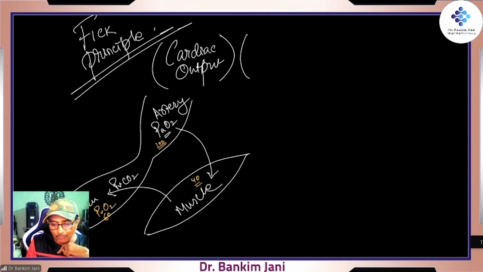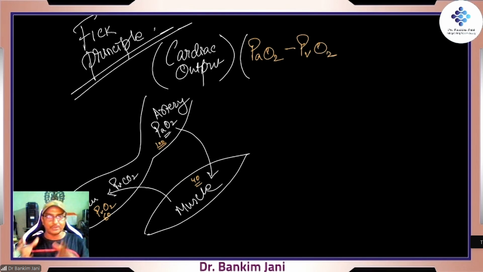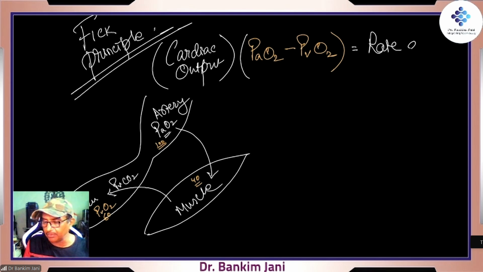So what it is, that PaO2, that is in the artery, how much oxygen is there, minus PvO2, that is the amount of oxygen present in the veins. That is actually the correct method, right? That is the correct value which tells how much you are using. That is what is called the rate of oxygen consumption.